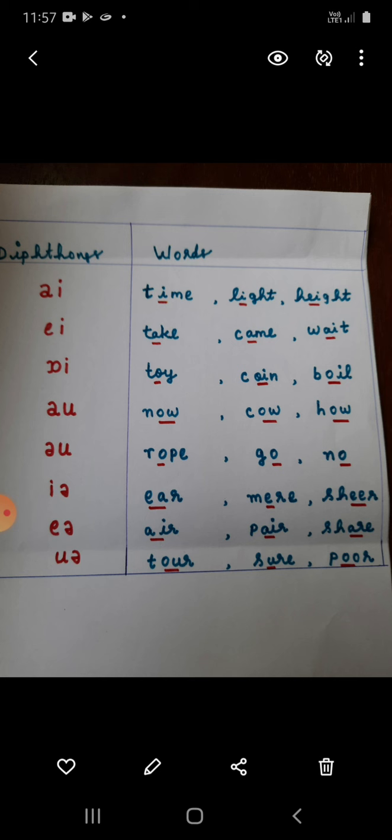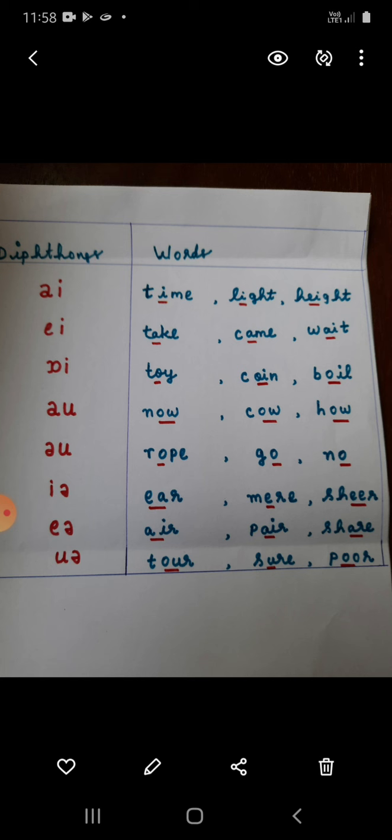Now we will discuss which are the 8 diphthong sounds in English. We will be studying the symbols and also some examples through the words. Clear? So ready for that?